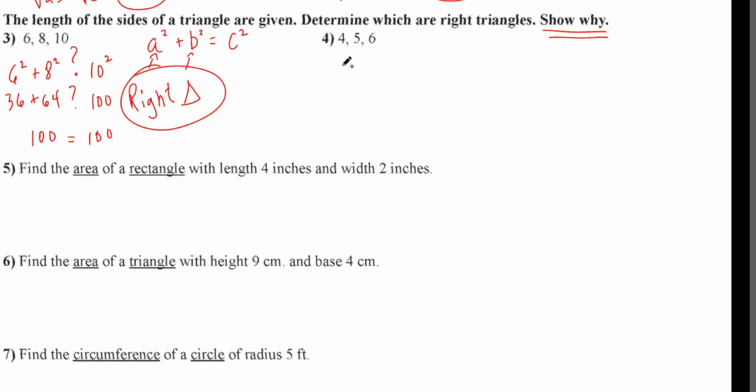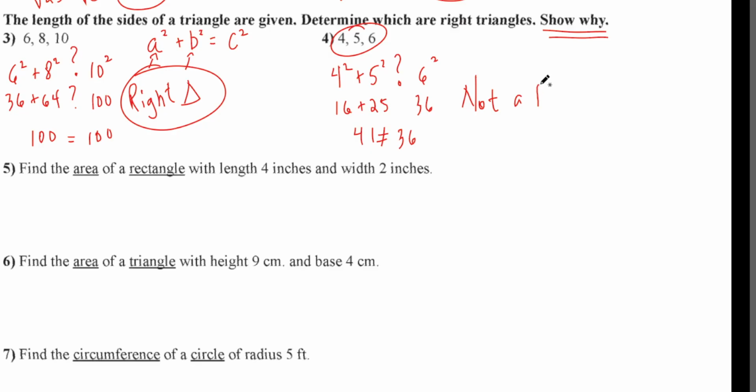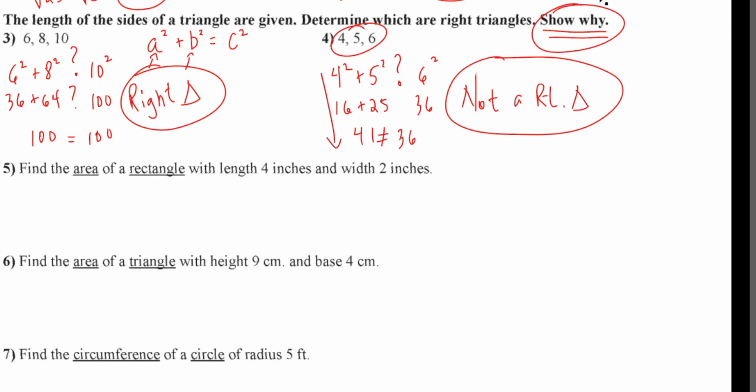What about this one? Let's see if that works. 4 squared plus 5 squared, does it equal 6 squared? Let's do it. 16 plus 25. What's 16 plus 25? I think that's 41. That's 36. Does 41 equal 36? Of course not. All right, so this is not a right triangle. And that is your answer. This is the why. All that stuff right there is show why. That's your answer. I got to see both of those things.